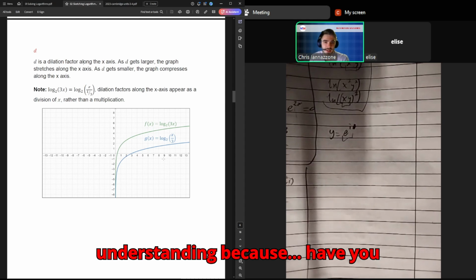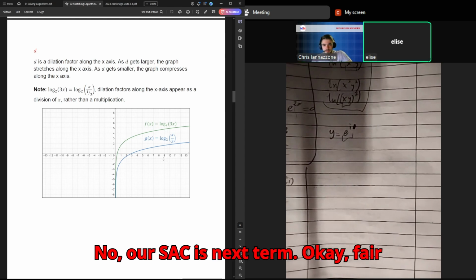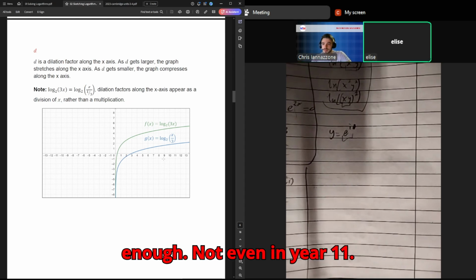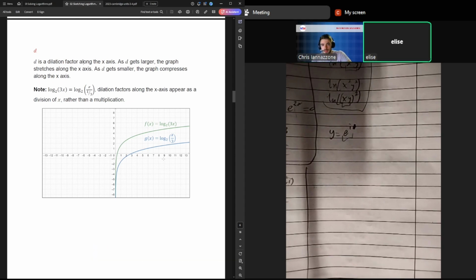But it's worth at least understanding because, have you done investigation SACs yet? No, our SAC is next term. Okay, fair enough. Not even in year 11? We did a little activity, but it wasn't too big.